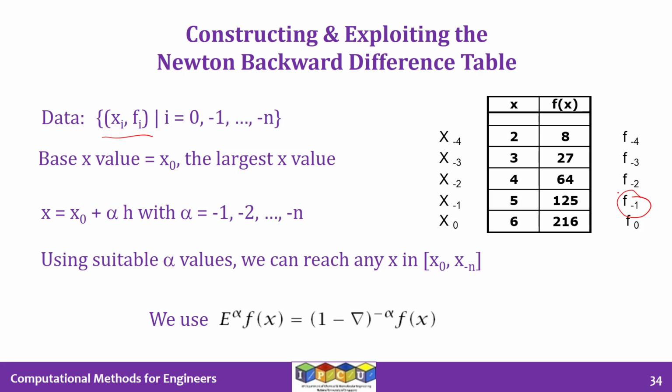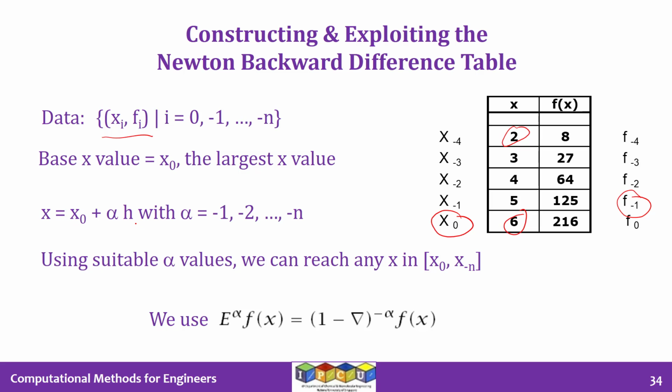And in this particular example, we are going from 0 to minus 4. We have 5 data points. So 0 to minus 4 means you will have 5 data points. So the table is like this, and we arrange the data so that we have the data as increasing, from the lowest value to the highest value of x and the corresponding f of x values. And the base x value is the largest value. So whatever is the largest value at the bottom of this table arranged like this, we would call this x naught. Now we can reach any x using this relationship.